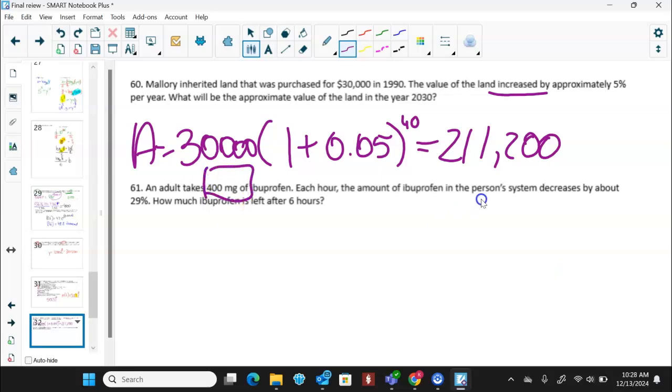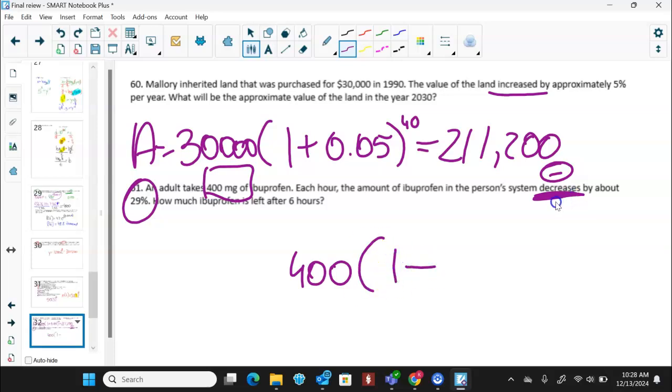Each hour, the amount of ibuprofen in the person's system decreases. So this word means a minus, by about 29%. How much ibuprofen is left after 6 hours? Again, there is no additional word like compounded in any kind of way. So we are going to start with 400. This is going to be 1 minus, very important, decrease. The percentage is going to turn into 0.29, and the time is 6 hours.